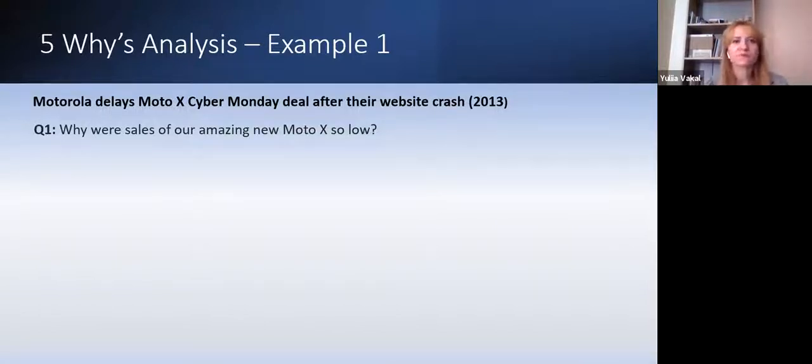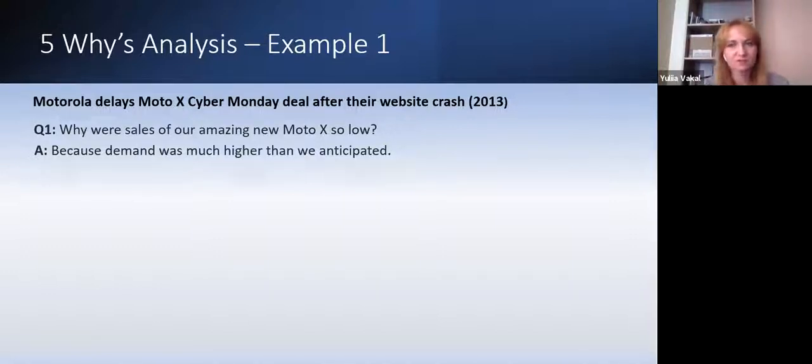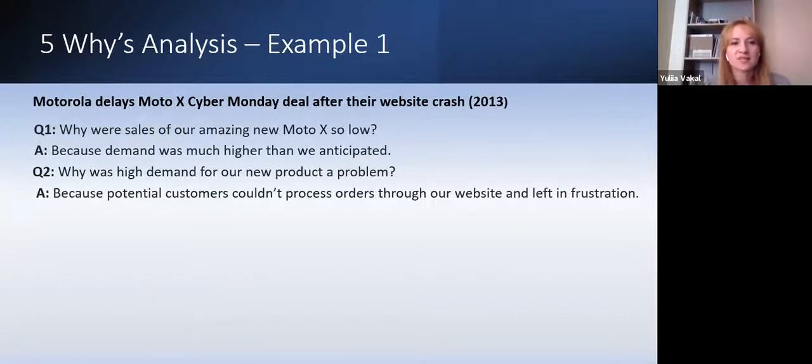That's the problem with sales: why we didn't manage to sell the expected number of these new mobile phones. Okay, why? Why were sales of our amazing new Moto X so slow? Let's think. Because demand was much higher than we anticipated. Why was high demand for our new product a problem? Because potential customers couldn't process orders through our website. So that's the issue with the website.